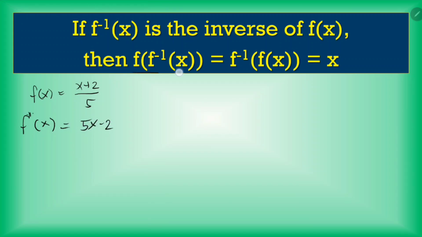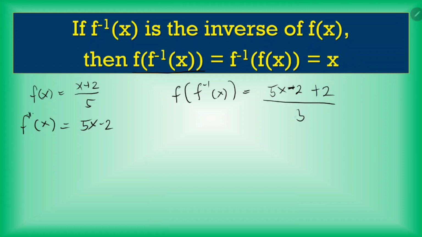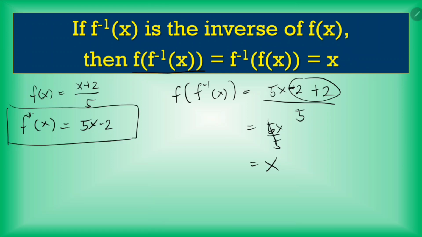So, maybe we can have this one naman. So, we have f of f raised to negative 1 of x is equal to, so, ilagay natin yan dun sa taas. So, we have 5x minus 2 plus 2 over 5. So, this will become 0. So, we'll have 5x over 5 and that's equal to 1. So, we have x. So, tama yung nakuha nating inverse of the function f of x.